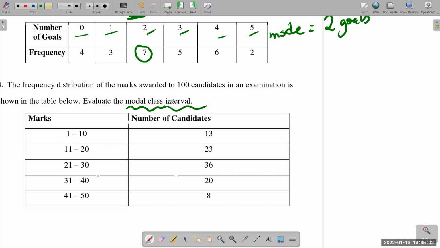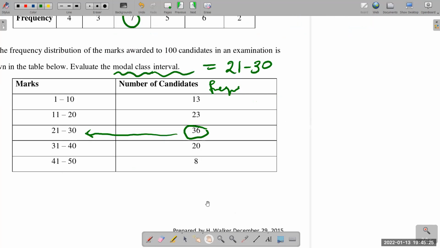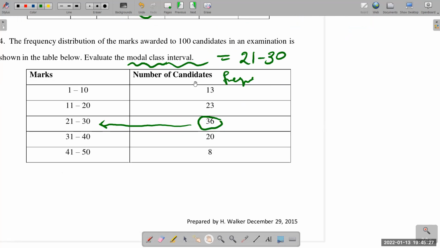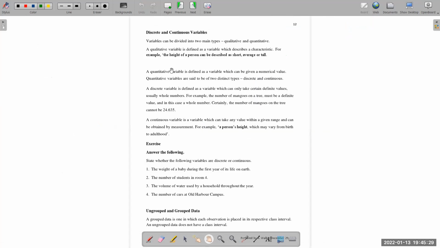And obviously pay attention to what they ask you for. Your answer must be one of the class intervals. What would tell you which one is the modal class interval? The one with the highest frequency. And this is the frequency here. Who got the highest frequency? 36 is the highest number. So that means the modal class is 21 to 30. Excellent job, everybody. I didn't teach you this, but you were able to figure it out. That's what we're talking about.